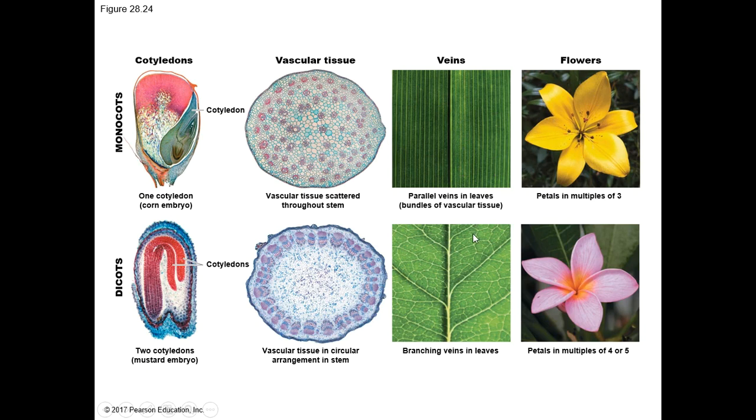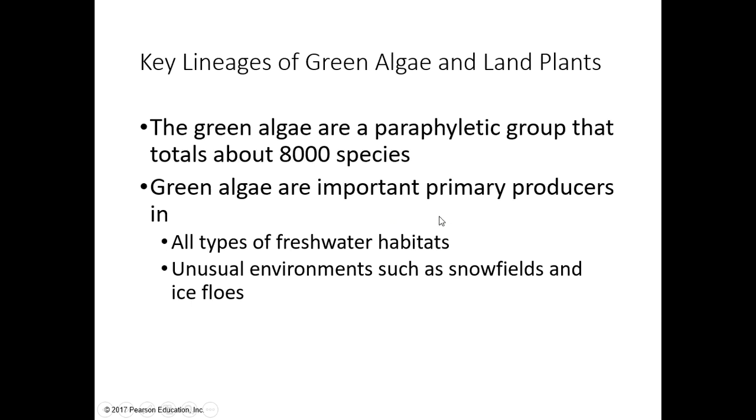In your dicots, you've got the branching pattern in leaves, and their flowers are in multiples of 4 or 5. Okay, so that's an easy way to tell the difference. Is it a monocot? Is it a dicot? Again, those are morphological characteristics that are observable.